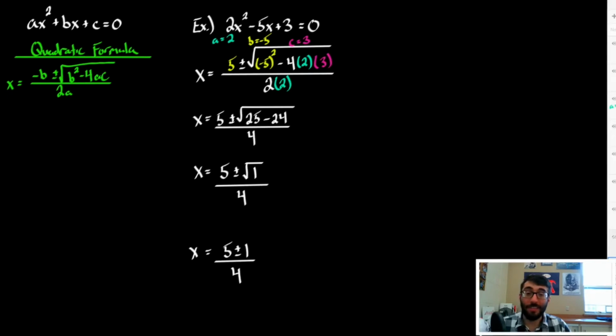And then we can simplify this further by actually adding 1 and subtracting 1 to get our two answers. So if we did 5 plus 1 and divided by 4, that would get us 3/2. And if we did 5 minus 1 divided by 4, that would end up getting us 1. So our final answers are going to be x is equal to 3/2 and x is equal to 1.